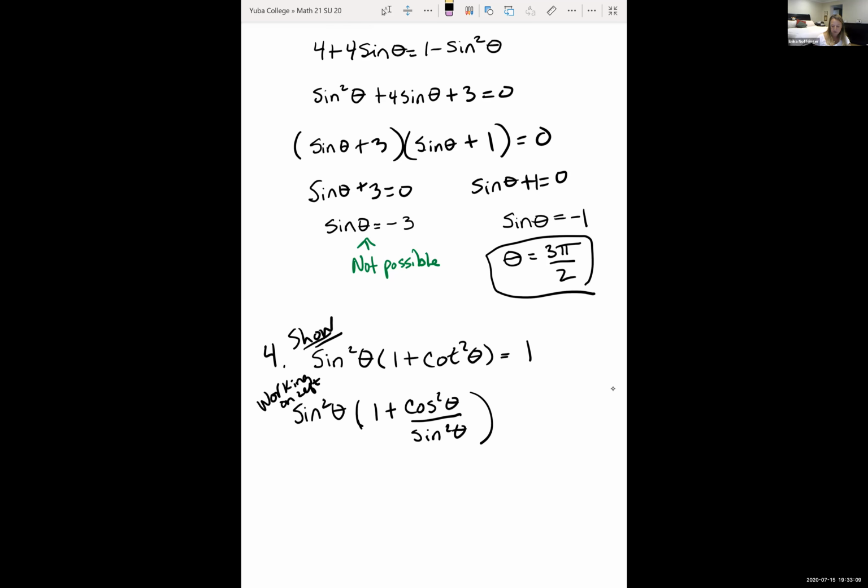Let's distribute your sine squared theta. So if we do that, we get sine squared theta times 1 is sine squared theta plus sine squared theta times cosine squared over sine squared. Sine squares cancel, leaving you with cosine squared theta. But this is our Pythagorean identity, which is just 1.